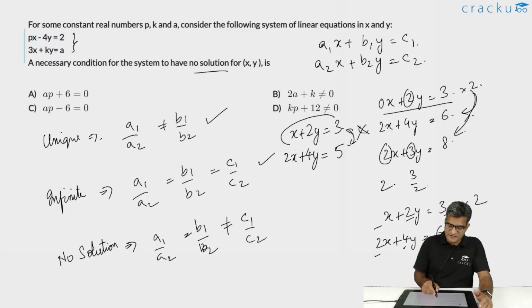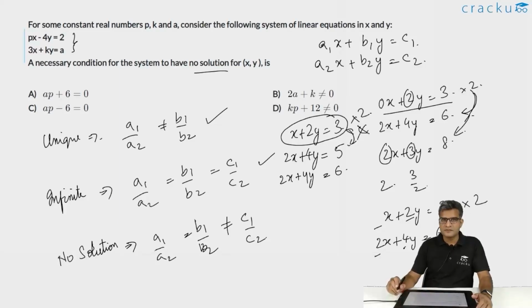Because from the first equation, if you multiply this with 2, what we are essentially going to get is 2x plus 4y is equal to 6. But if the second equation you are given is 2x plus 4y is equal to 5, there is a contradiction over here. Because then 5 has to equal 6, which is not possible. So this is basically the information that you need to know.